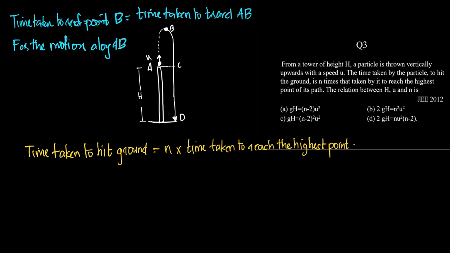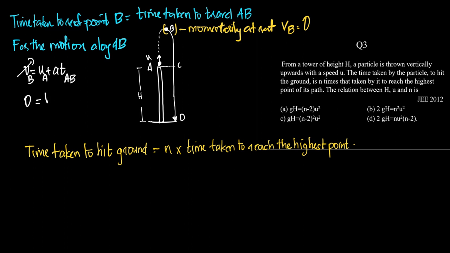Now, for the motion along AB, the first equation of motion can be written as V is equal to U plus AT. Let us say T is the time AB. When an object is projected upwards, at the maximum height the object is momentarily at rest, a point that we have discussed time and time again while solving questions. So the velocity of the particle at B will be equal to 0.